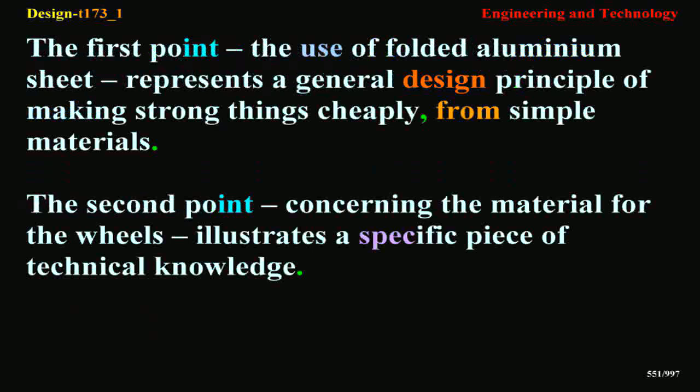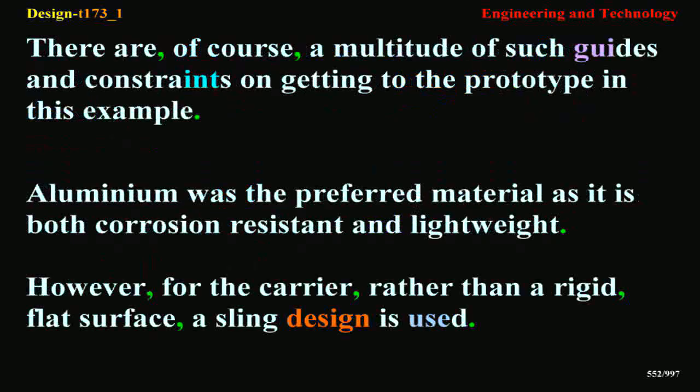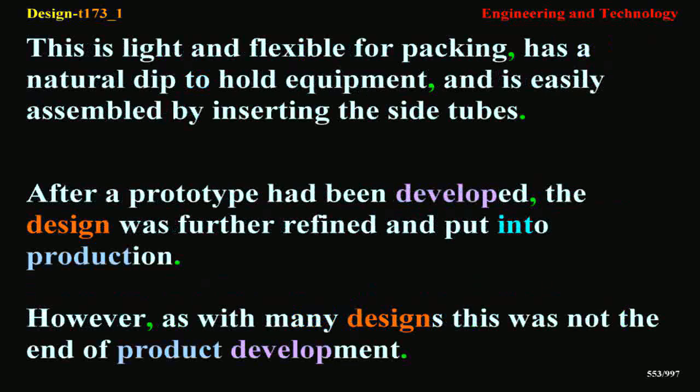The first point, the use of folded aluminum sheet, represents a general design principle of making strong things cheaply, from simple materials. The second point, concerning the material for the wheels, illustrates a specific piece of technical knowledge. There are, of course, a multitude of such guides and constraints on getting to the prototype in this example. Aluminum was the preferred material as it is both corrosion resistant and lightweight. However, for the carrier, rather than a rigid, flat surface, a sling design is used. This is light and flexible for packing, has a natural dip to hold equipment, and is easily assembled by inserting the side tubes.